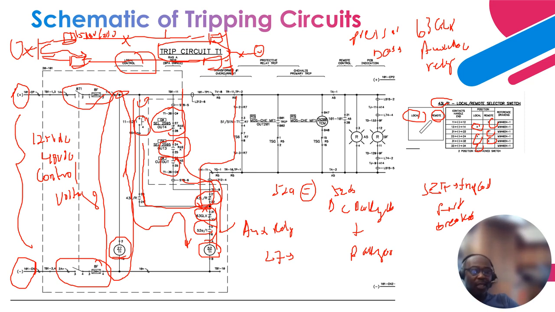Okay, so the first one is, if I should have a fault, a ground fault, on the transformer, right? So 51 phase overcurrent, or 51N, that's the neutral overcurrent.